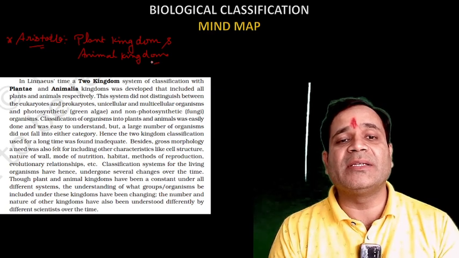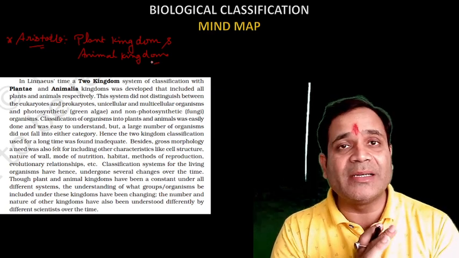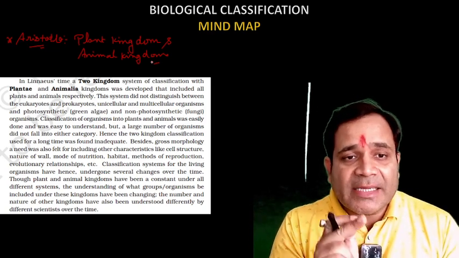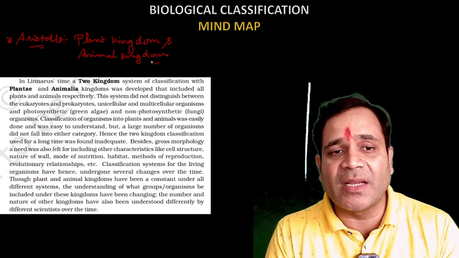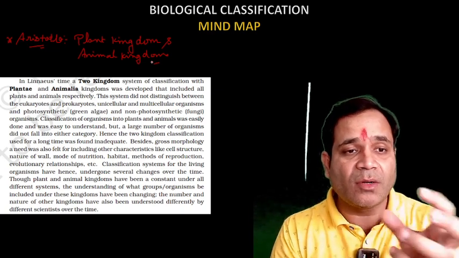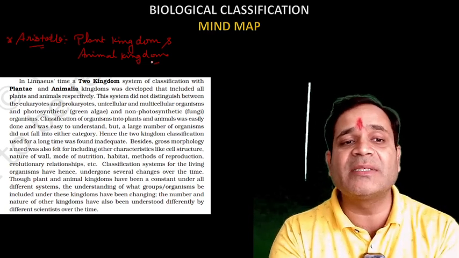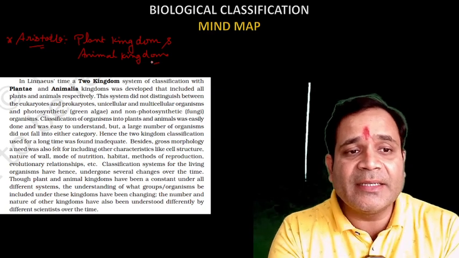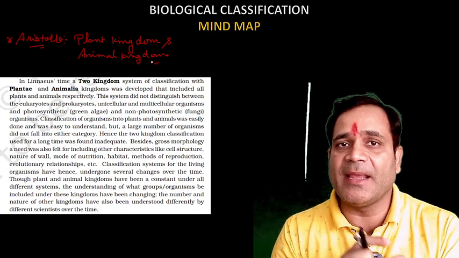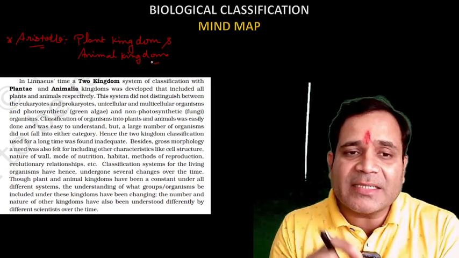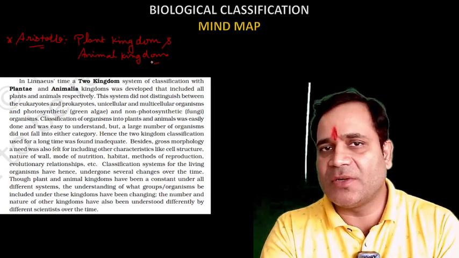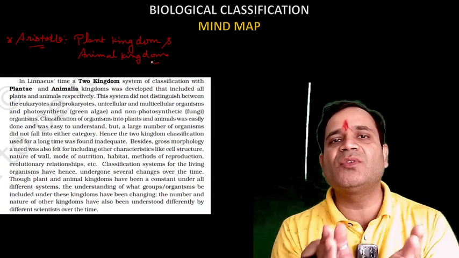So what are the drawbacks here? The first drawback is that the system does not distinguish between eukaryotic and prokaryotic. The second drawback is that this classification did not group unicellular and multicellular organisms separately, so he put both unicellular and multicellular organisms together. And further, the photosynthetic and non-photosynthetic were also put in the same kingdom. So this is the basic major drawback, and so this two kingdom classification was not good enough to be studied here, my dear.